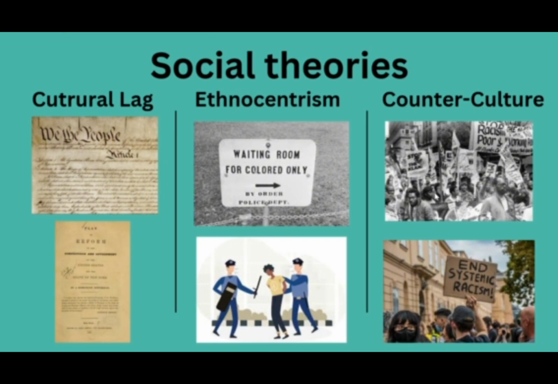Moving on to ethnocentrism. In the civil rights movement, many white Americans and institutions viewed their cultural norms and privileges as superior, justifying segregation and systematic racism. Pretty self-explanatory through this image. A white waiting room for colored only is a direct example of how ethnocentrism was used. It was white people actively thinking they're better and using tactics to separate cultures.